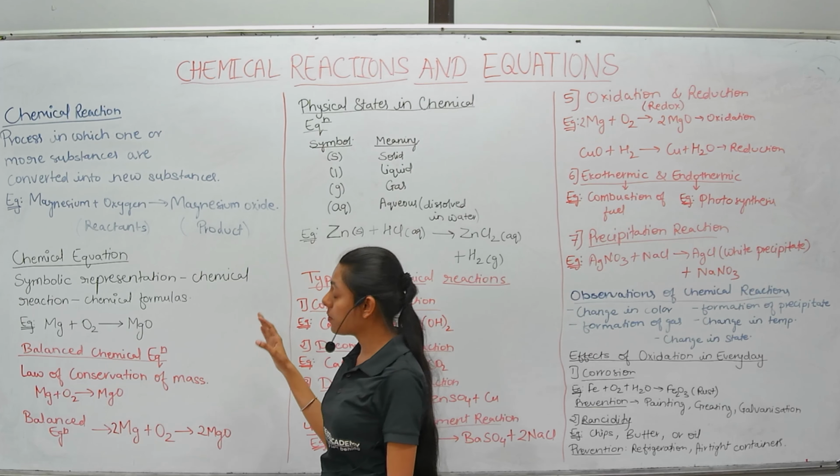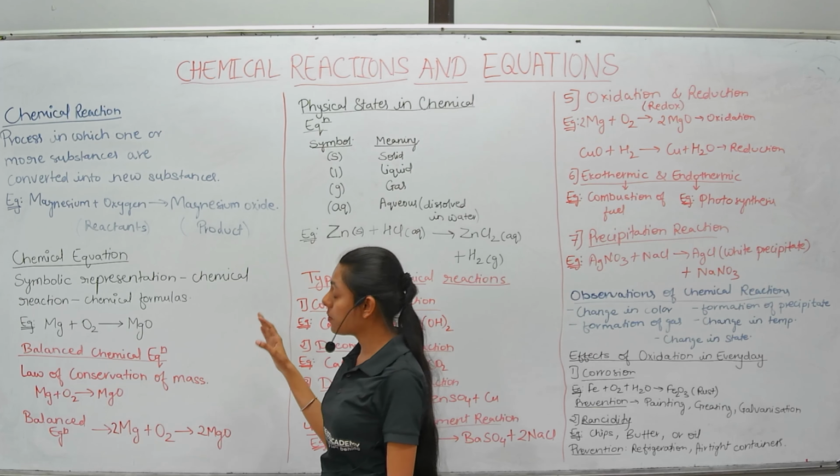Then we come to the second type of chemical reaction, which is the decomposition reaction. Here one compound breaks to give simpler substances. For example, calcium carbonate will break down into calcium oxide plus carbon dioxide. Then the third type of chemical reaction is the displacement reaction.